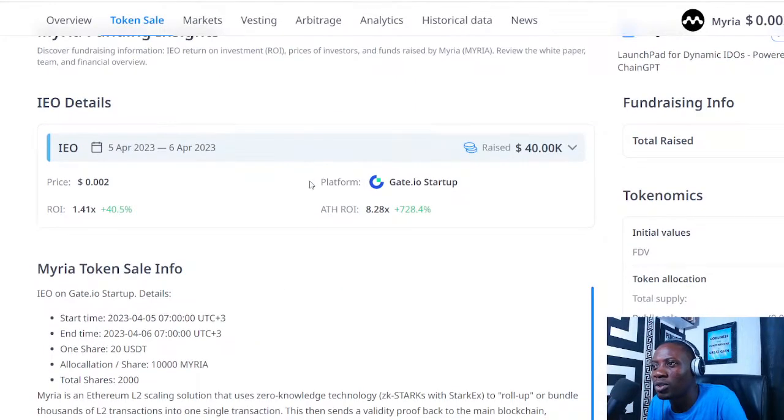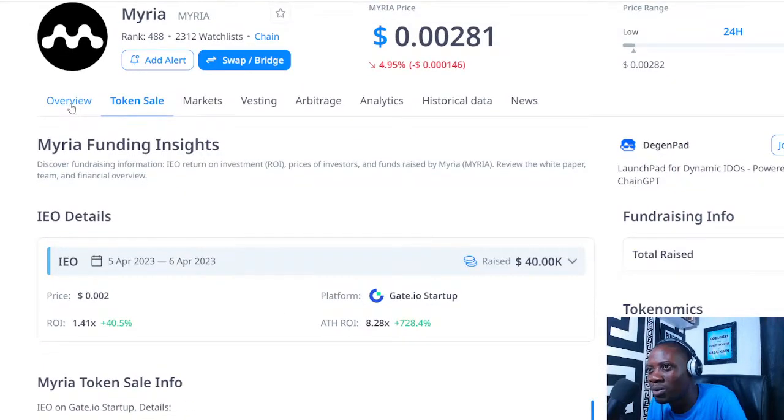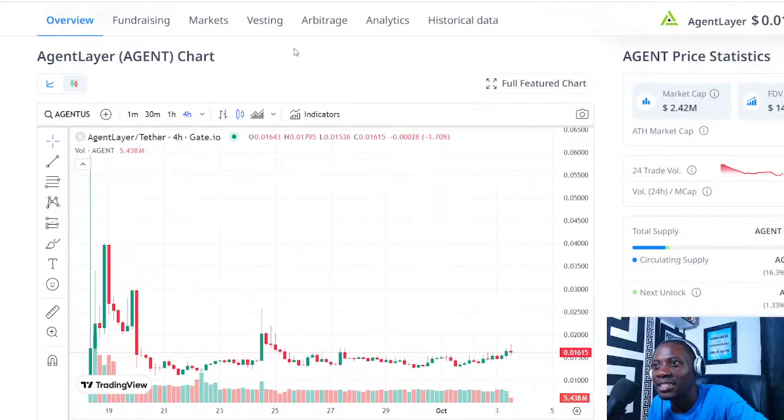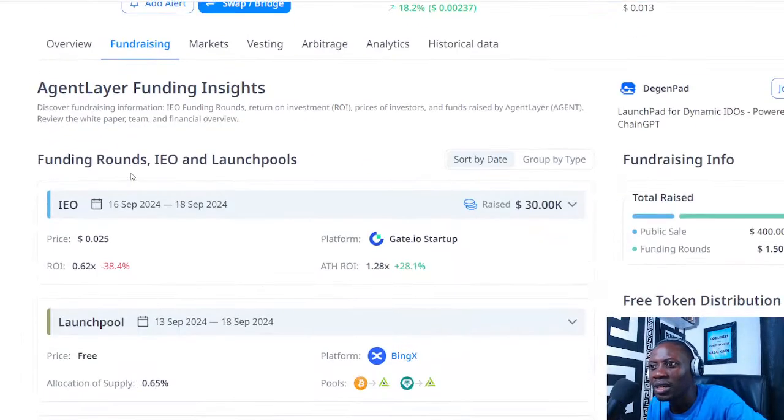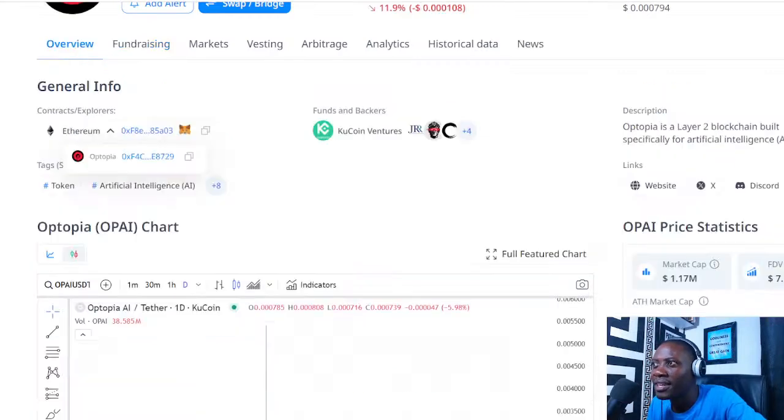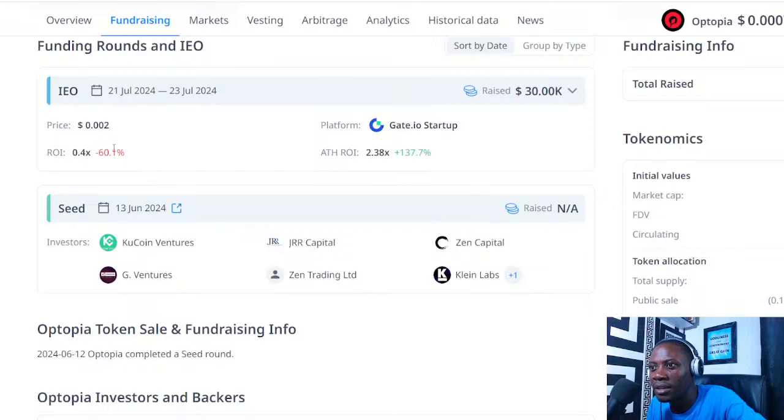And we also have to look at the backers as well, those who are backing the project. Miria has been up, right? Unlike others. Others are literally down. Look at Agent. Agent has been like how many percent down? Let me look at it. 38% down from the IEO price, and the same goes for Optopia. It's been like 60% down from its IEO price.